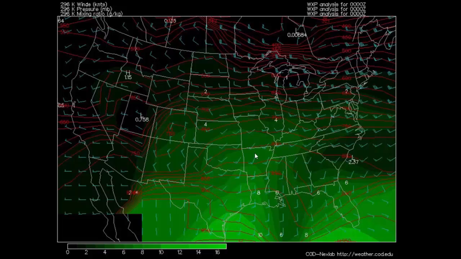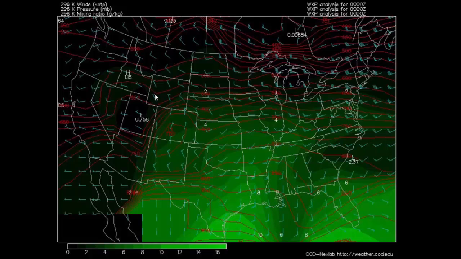Well, look at the winds coming off the Gulf of Mexico. All the winds coming off the Gulf of Mexico are from the south. We have our highest mixing ratios right in here. So we are going to be advecting higher mixing ratios into eastern Texas, Louisiana, Mississippi, Arkansas, and so on.